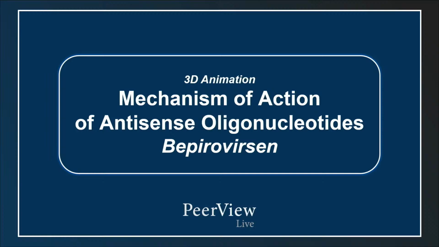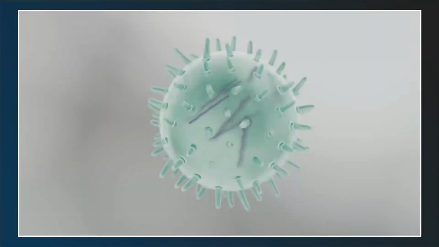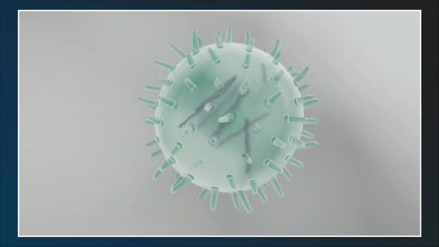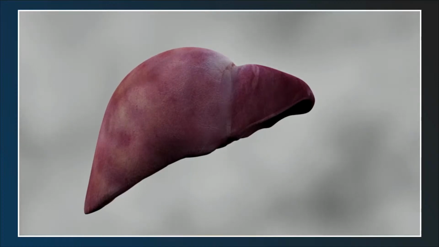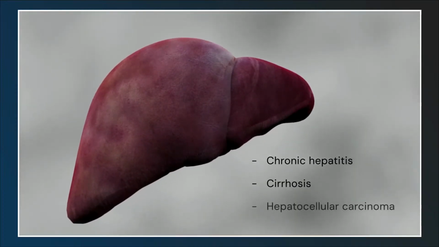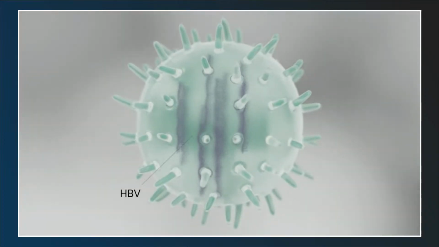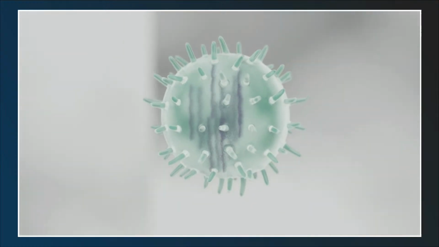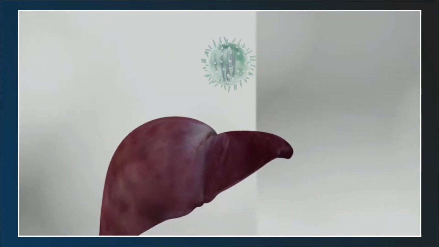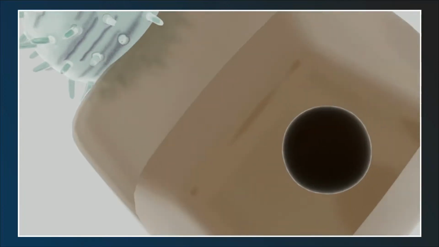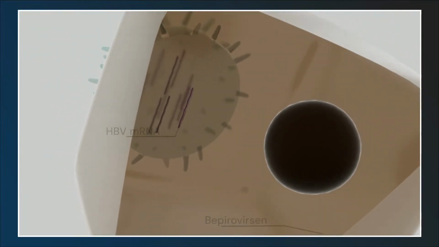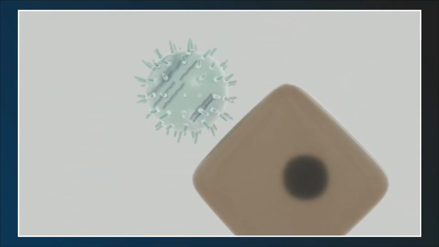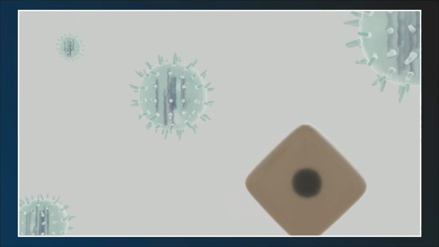this antisense oligonucleotide, Bepi. Hepatitis B virus, or HBV infection, is a serious global health issue with more than 250 million chronic carriers. HBV infection can cause liver diseases such as chronic hepatitis, cirrhosis, and hepatocellular carcinoma. Persistent suppression of the HBV surface antigen is necessary for a functional cure for HBV infection. However, patients with chronic HBV infection rarely have HBV surface antigen loss after treatment with currently approved first-line therapies. Antisense oligonucleotides, such as bepirovirsen, work by targeting all HBV mRNAs in chronic HBV infection and act to decrease levels of viral proteins.